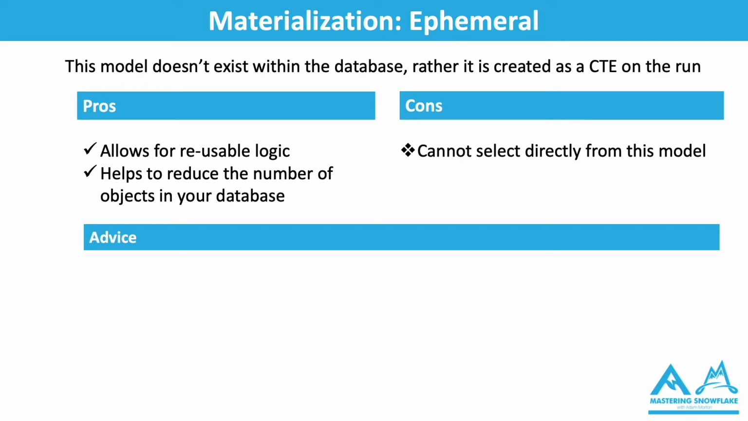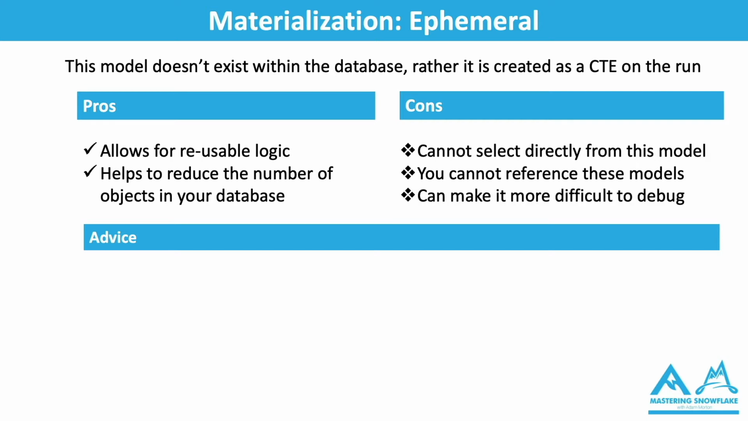Now, because it's created as a CTE on the fly, you can't select directly from this kind of model, and you can't reference these models within dbt. In a previous video, you may remember we covered how you can reference other models, so dbt can work out dependencies between them and draw a lineage diagram. In this case, you can't use that functionality in the same way. And because these models don't physically exist in the database, it can make it more difficult to troubleshoot or debug if you end up with an issue, because they only exist at runtime.